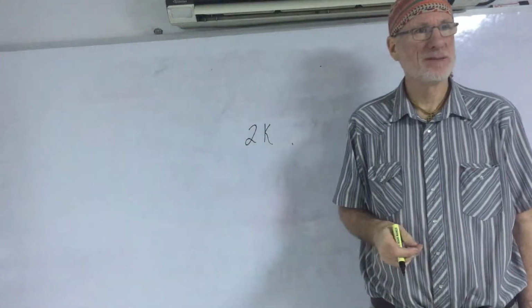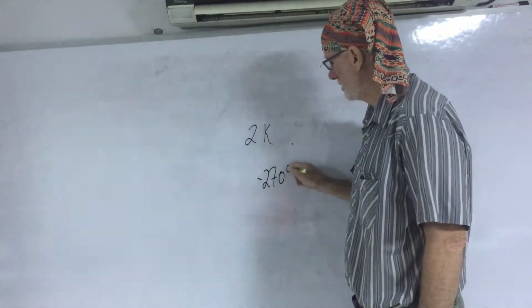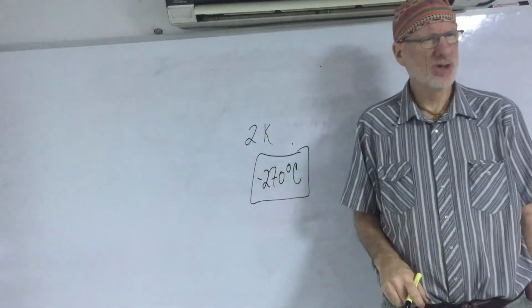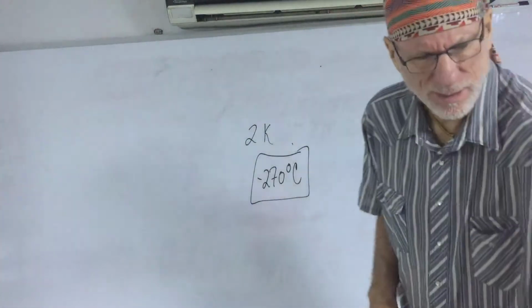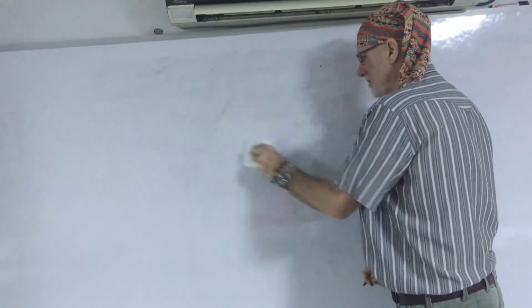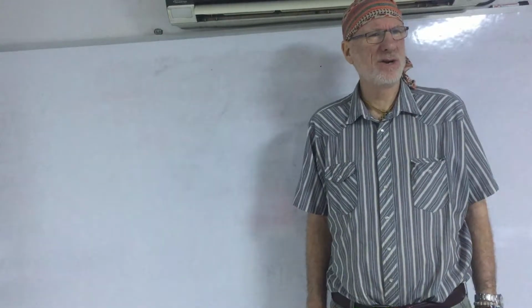It's cold in space. That's like negative 270 degrees Celsius. It's cold out there. Cold, cold, cold. So if it's cold out in space, how does the sun heat the earth?